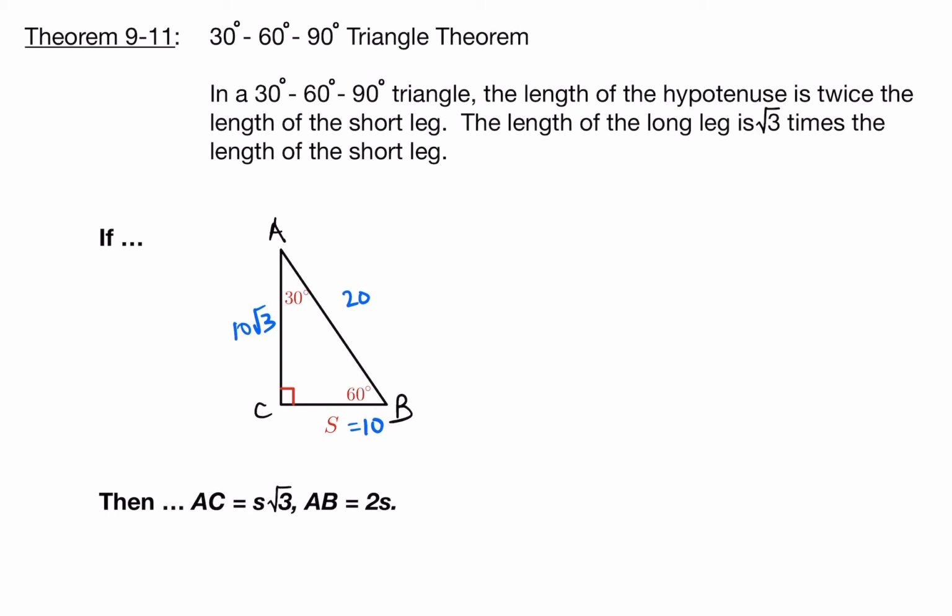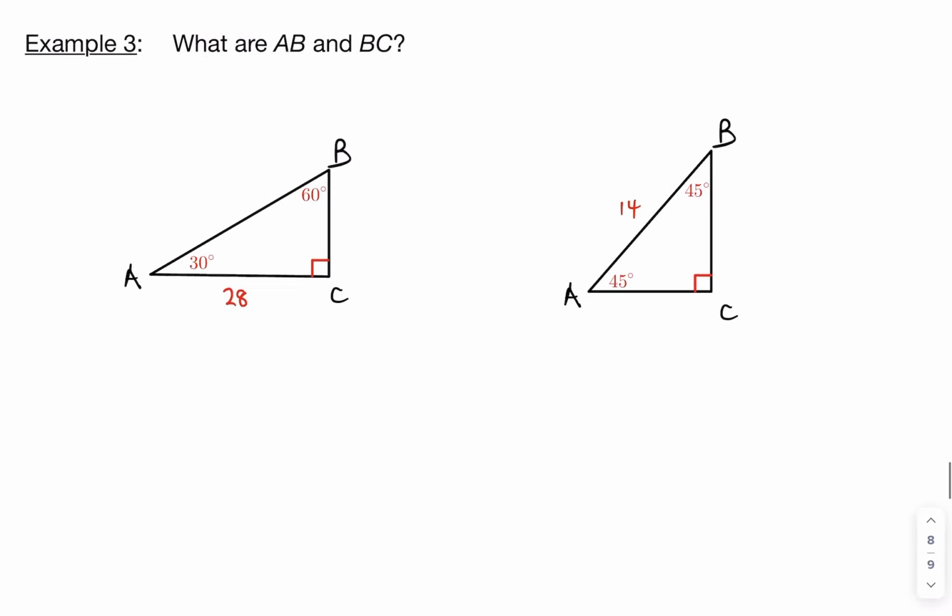So let's go ahead and take a look at this next example and determine the lengths of AB and BC for each of these triangles. Let's take a look at this triangle first. We are to find the length of AB, or the hypotenuse. This is one of the special triangles because we have a 30-60-90 degree triangle. So we can use the 30-60-90 triangle theorem to determine the length of this side.